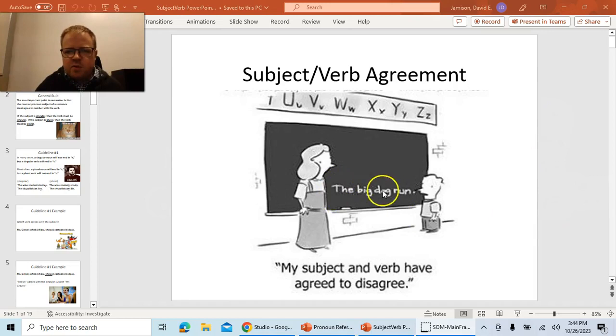Most subject-verb agreement is kind of like this example here. The big dog run. Nobody would ever say that, right? You'd know that the big dog runs. If the end of your subject is singular, and it doesn't have an S, then the end of your verb is also singular and it should have an S, and vice versa.